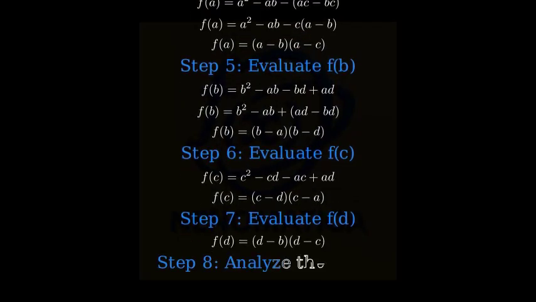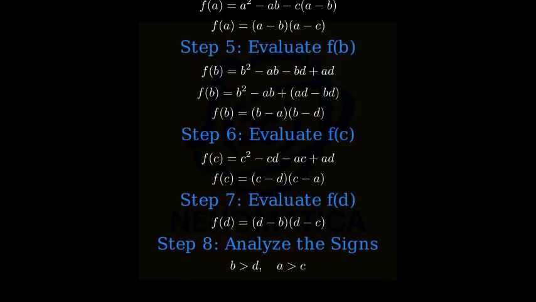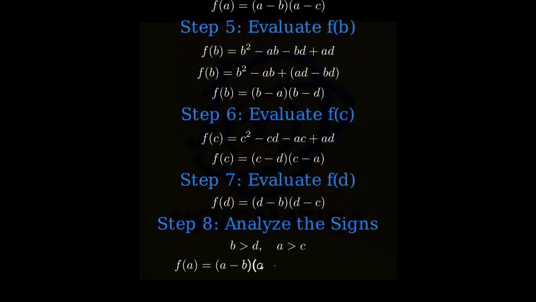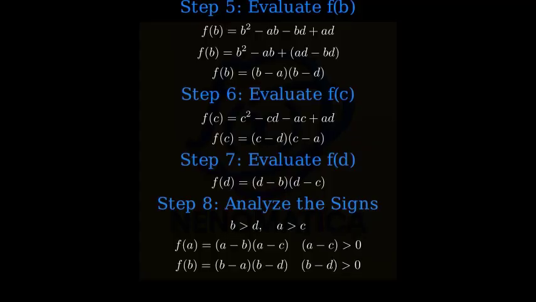Now, let's analyze the signs of these function values. We're given that b is greater than d and a is greater than c. Let's consider the value of f at point a. We have f of a equals (a minus b)(a minus c). Since a is greater than c, the term a minus c is positive. However, we don't know the sign of a minus b, so we can't immediately determine the sign of f of a. Similarly for f of b, which equals (b minus a)(b minus d).